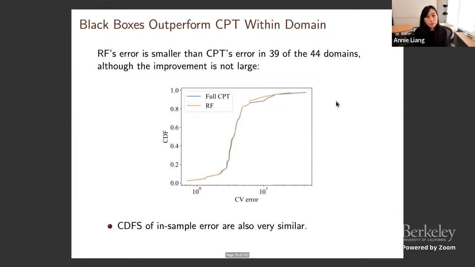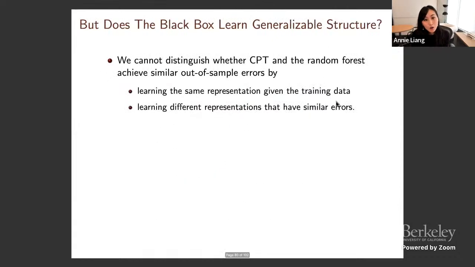Okay, so from these results alone, we can't distinguish whether CPT and the random forest are achieving similar out-of-sample errors by learning effectively the same representation, given the training data, or by learning different representations that just turn out to have similar errors. Right, so that's a puzzle.